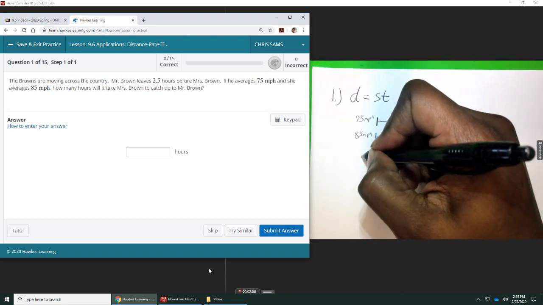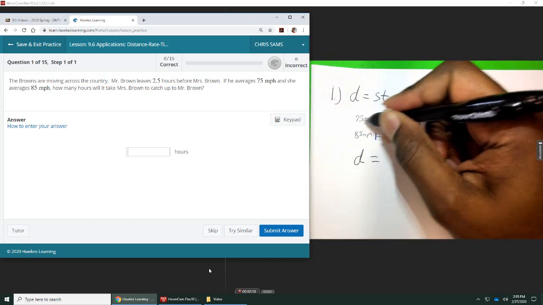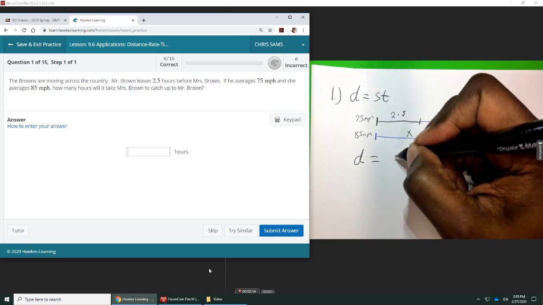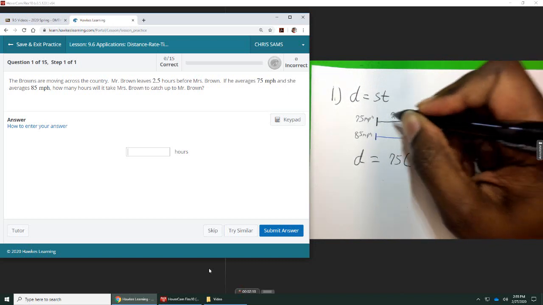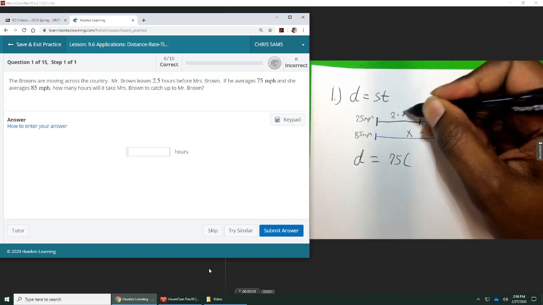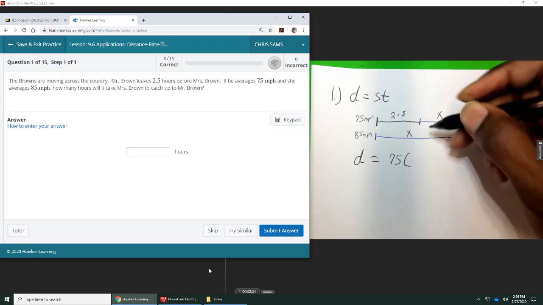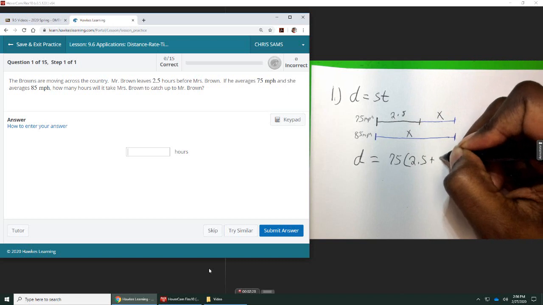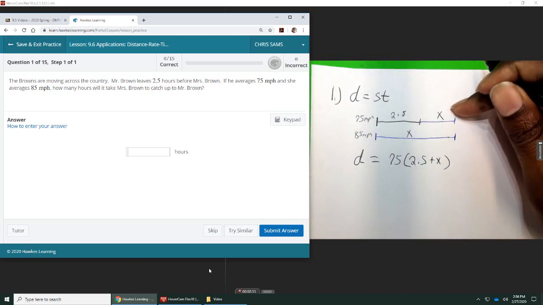So we get a distance formula, which is equal to speed times time. So for Mr. Brown, his speed is 75 times his time, which is 2.5 plus X. He has two parts. He was driving first, and then he went another distance. So 2.5 plus X, because he drove additional time, which we don't know that time length.